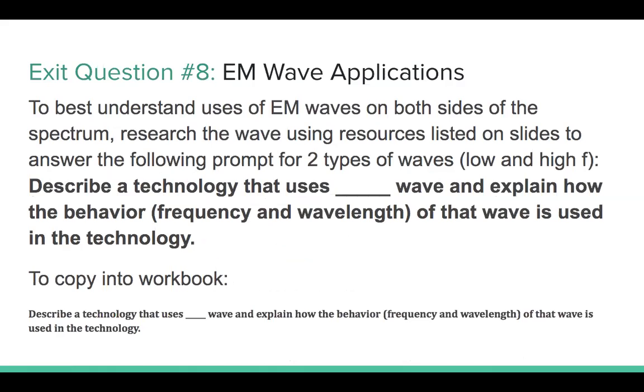So for example, you could say gamma rays are used for whatever medical technology, which is useful because they're so short that they can penetrate through skin. So that would be an example of explaining how the behavior relates to the use.